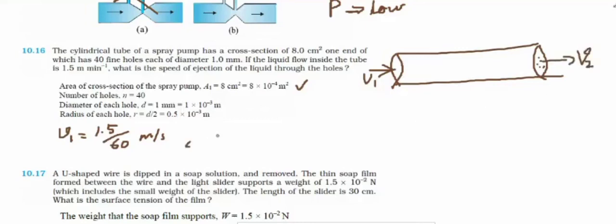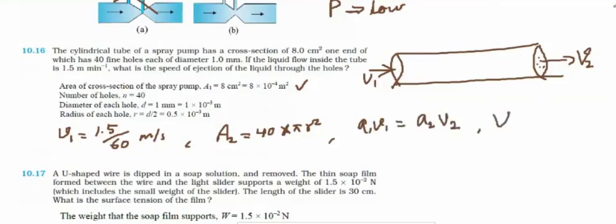And how much is A2? A2 is equal to, there are 45 holes, each hole is having radius r, so 45 into pi r square is the total area at the other end. Now what you have to do, you have to apply equation of continuity. A1 V1 is equal to A2 V2. Substitute the values and find the value of V2.